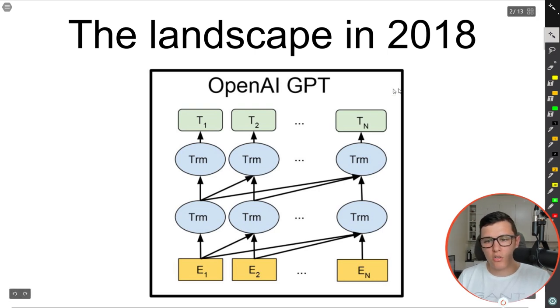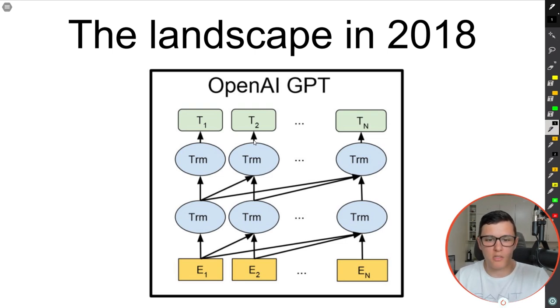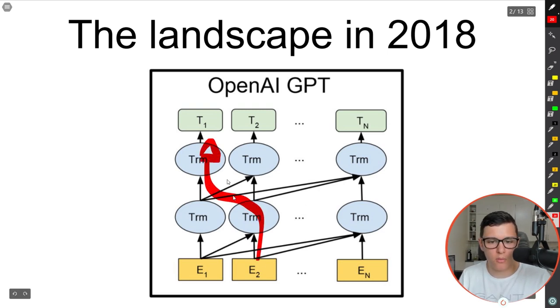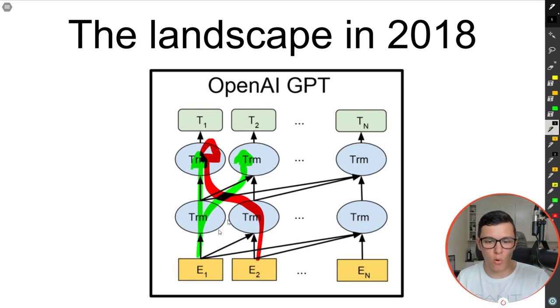Essentially, the decoder was the one that had this masking of the attention mechanism. As you can see, it's basically only going from left to right. This is not possible, meaning it cannot look ahead, and it can only go from left to right.